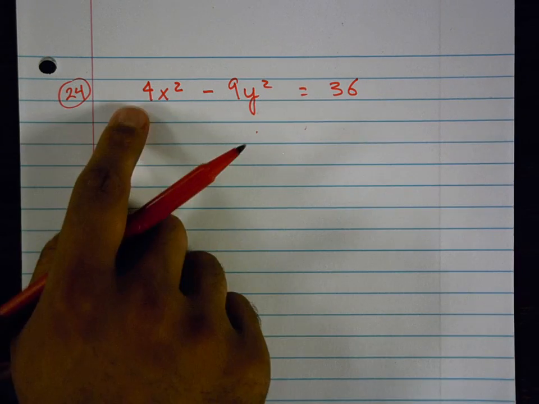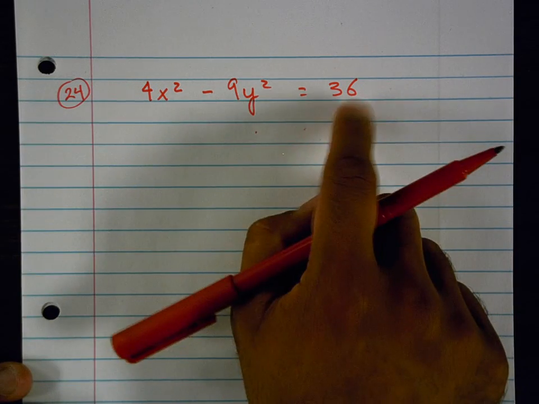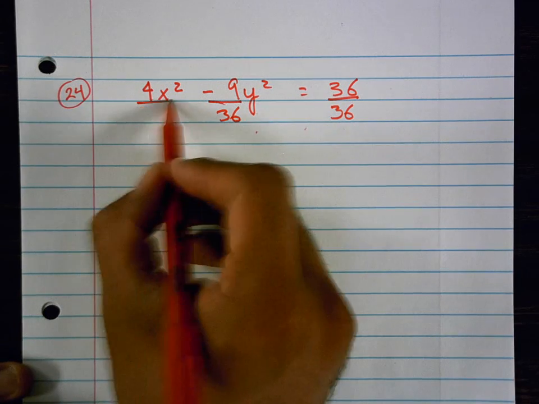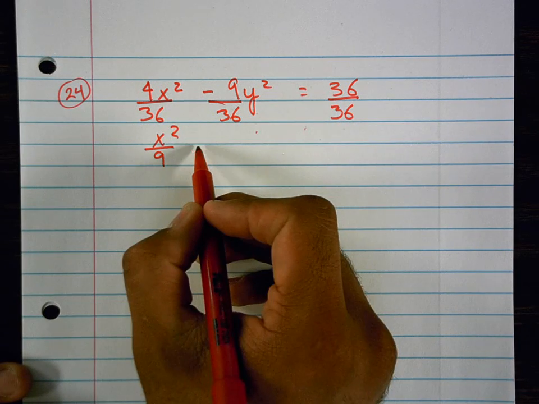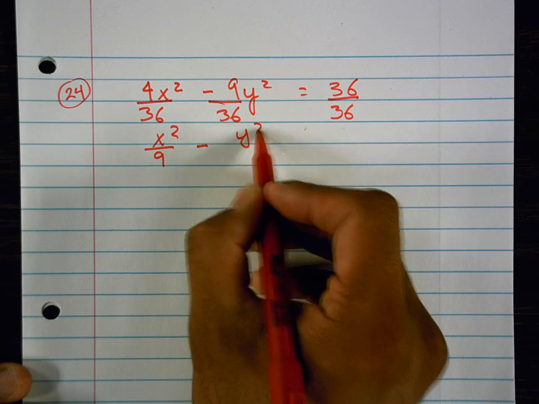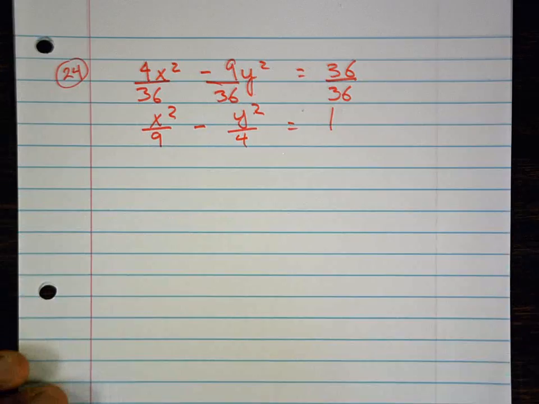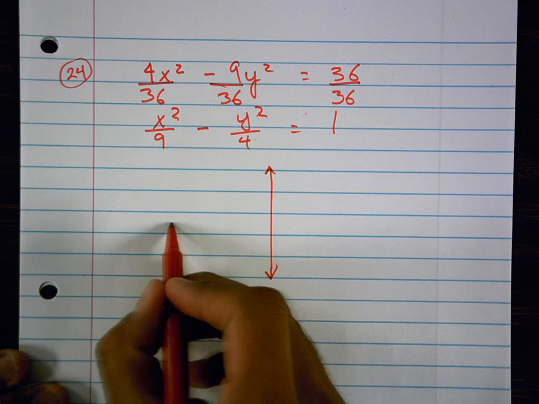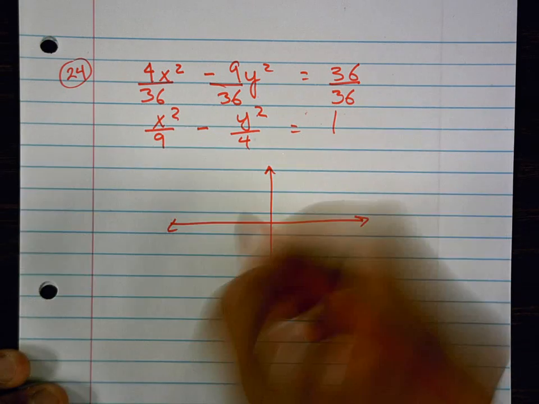hyperbola. Now, what a lot of people try to do is they try to get rid of these numbers here, but you got to think of it as more of, you got to make this thing equal to 1. Okay, so I'm going to divide everything by 36. So this turns into x squared all over 9 minus y squared all over 4 equals 1. Okay. So to kind of sketch this thing, this is centered at 0, 0, right? Because there's nothing being added to these values up top.